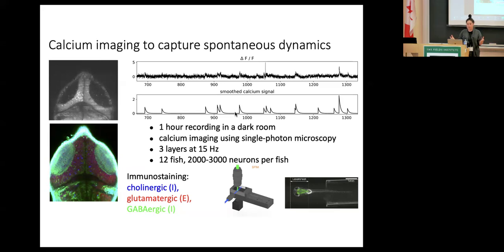Where the content of that matrix is going to be the smooth calcium signal, indicating neural activity. And then the other really cool thing that we have is an identification of these different neuron types from immunostaining. So some neurons are cholinergic, glutamatergic, or GABAergic. And we know what the different neurotransmitters are that these chemicals release and how they then affect the neural circuit function from that.